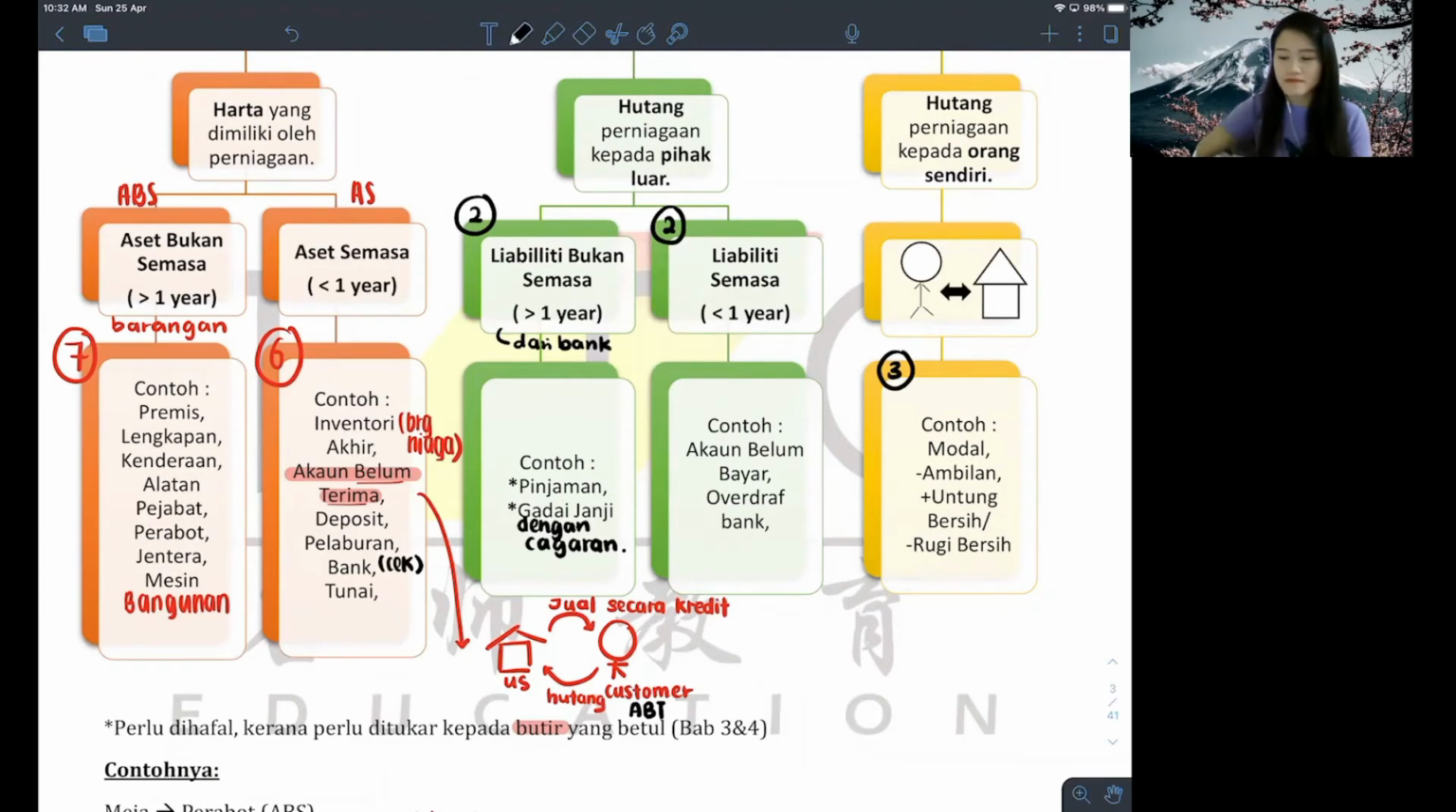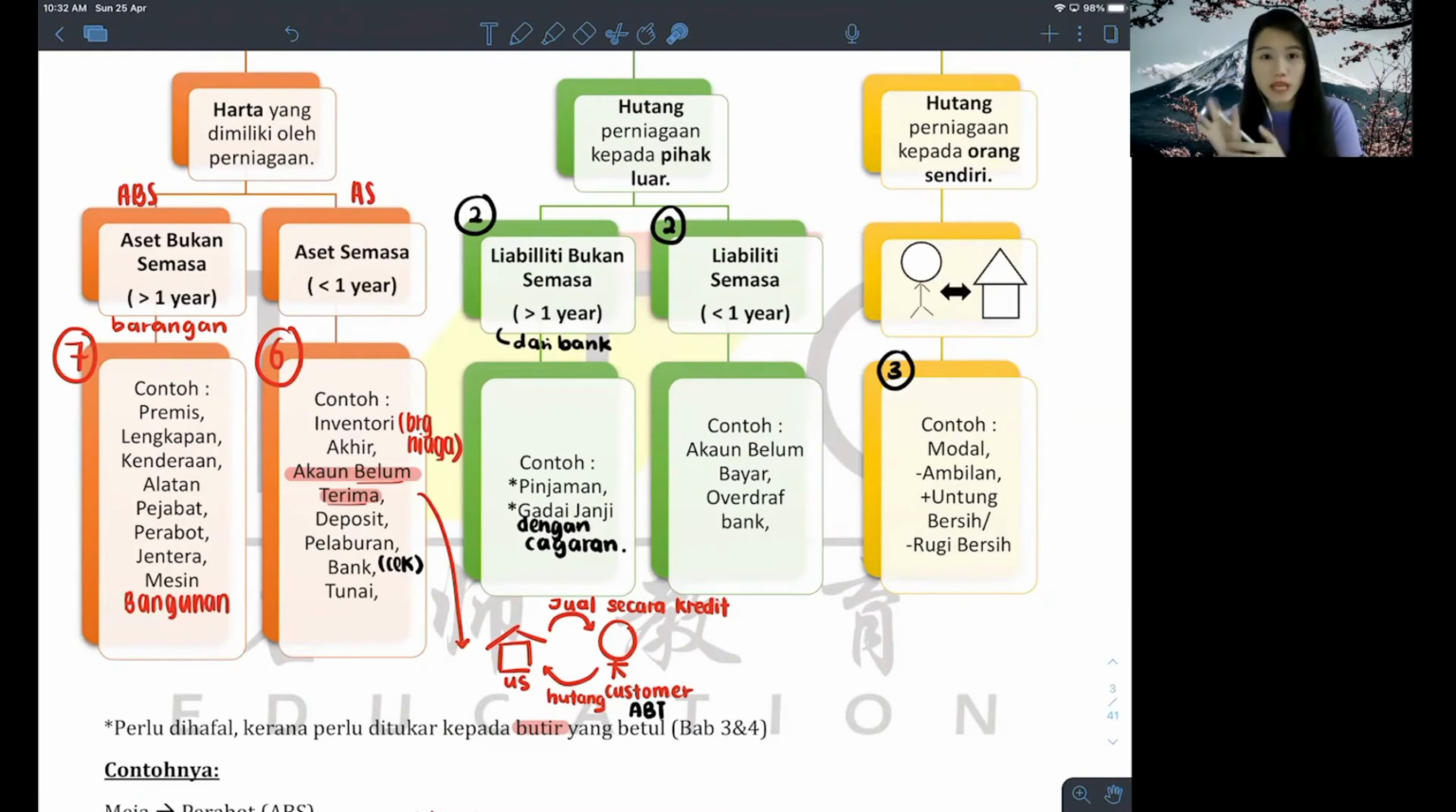Okay, so what is an asset tetap? Let's see here. Asset bukan semasa, but not just any regular asset tetap, specifically premise, kenderaan. So usually the bank will look for these two types of asset tetap. So if you want to borrow money, but let's say your perniagaan is not earning a lot of money, then the bank will ask you, do you have any cagaran to prove that you have the money to pay us back? So you will show them your premise, you will show them your kenderaan.